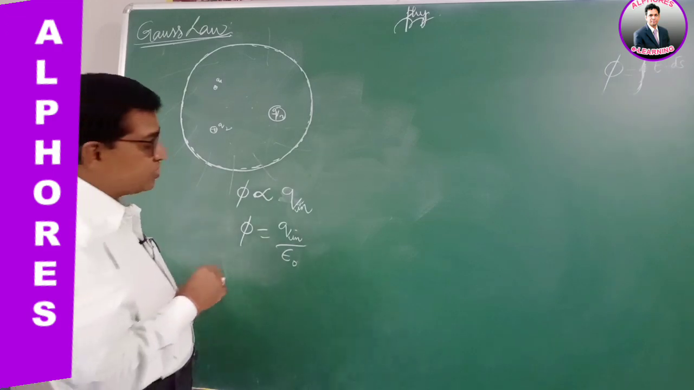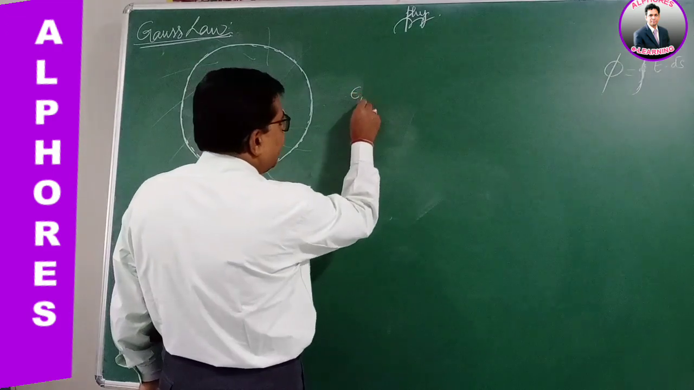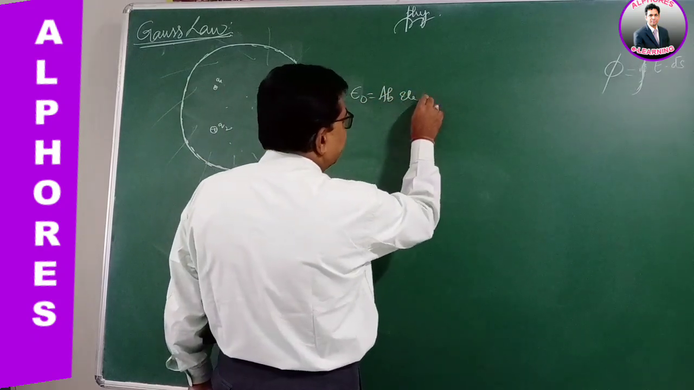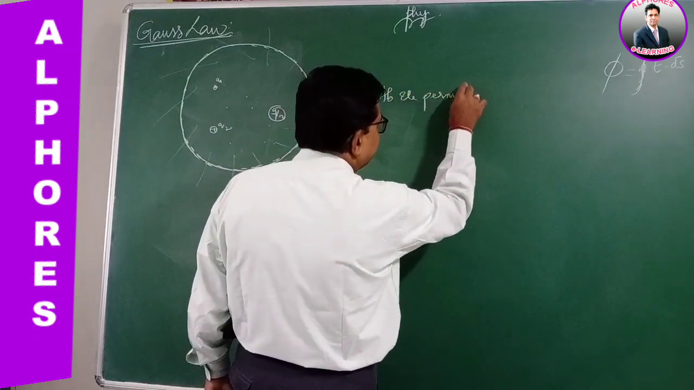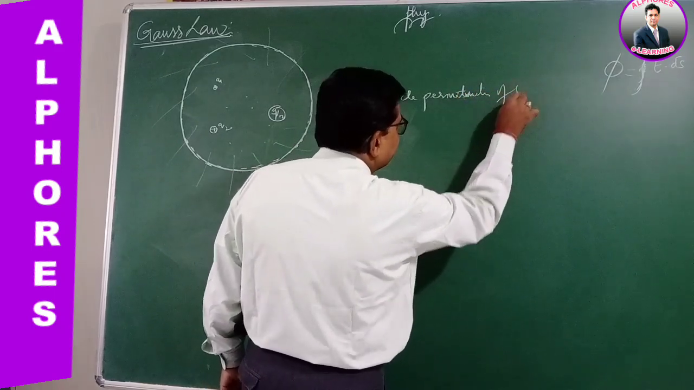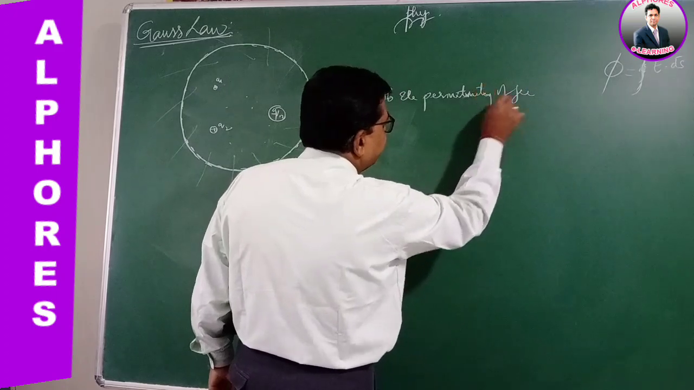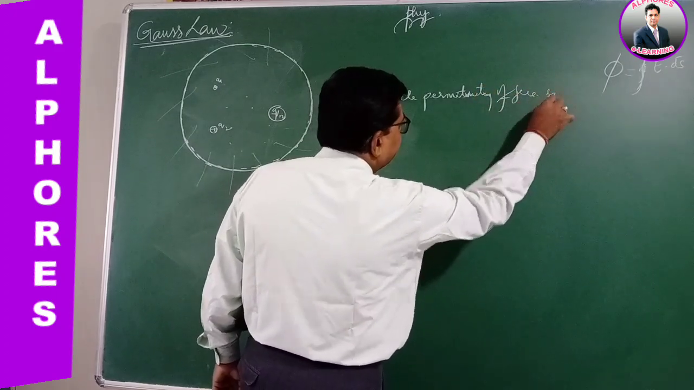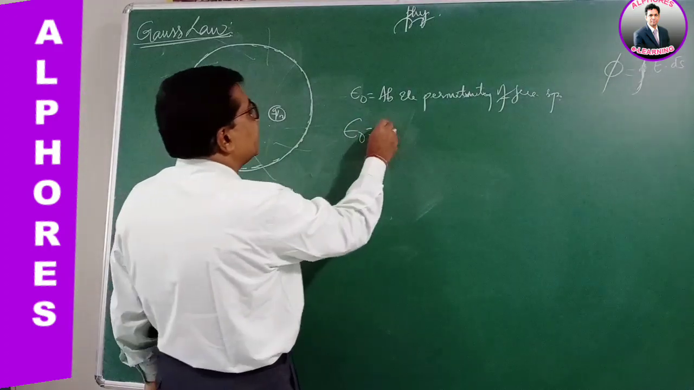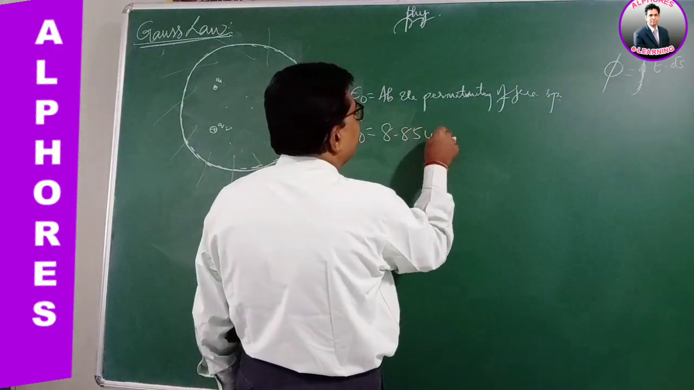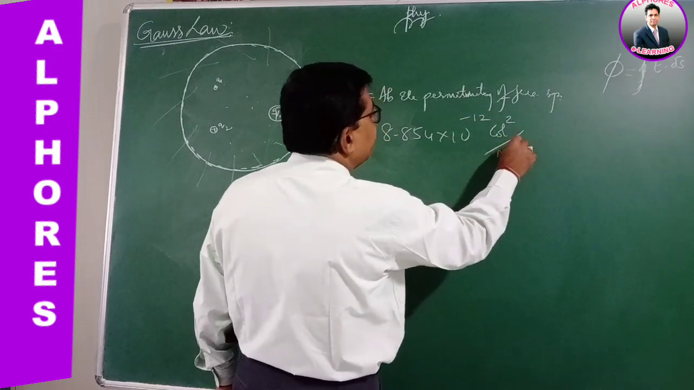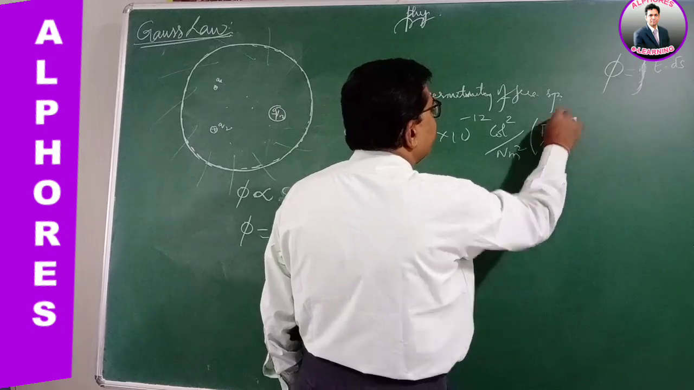While dealing with Coulomb's law, I have given you that epsilon naught is the absolute electrical permittivity of free space, that is, of air or vacuum. So I was telling you the value of epsilon naught is 8.854 into 10 power minus 12 Coulomb square per Newton meter square, or Farad per meter.